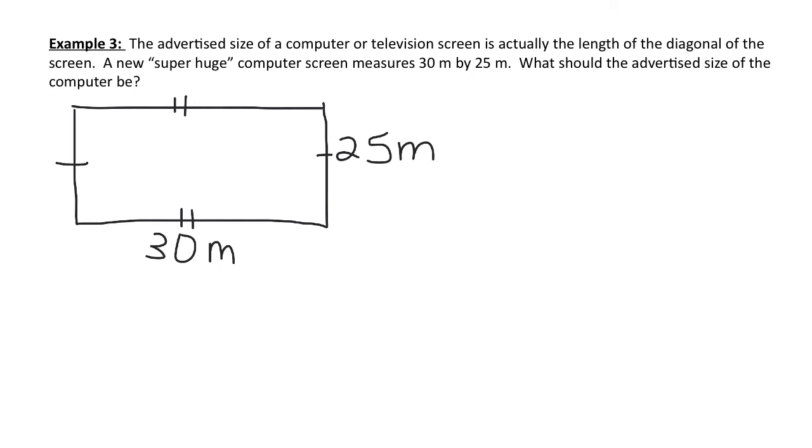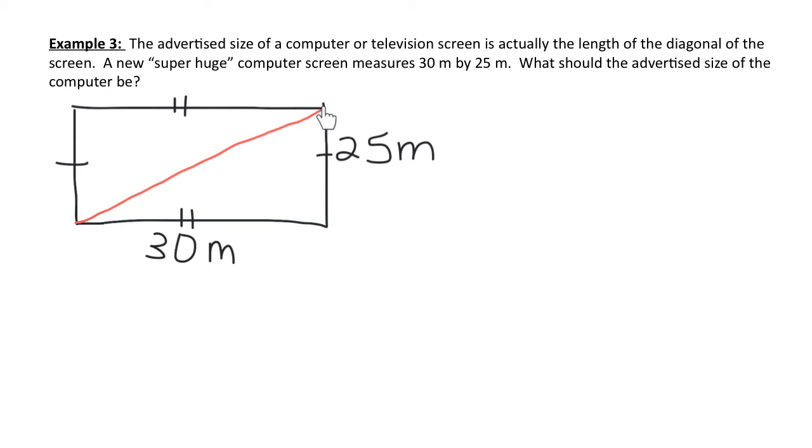Now, in order to actually get the advertised size of this particular computer screen, companies actually take the diagonal measurement. So a diagonal is the length that runs from corner to corner, or vertex to vertex. So I've drawn in the diagonal for our computer screen in red. So we are asked to figure out what should the advertised size of the computer be. So that means that they actually want us to determine what is the length of this diagonal.